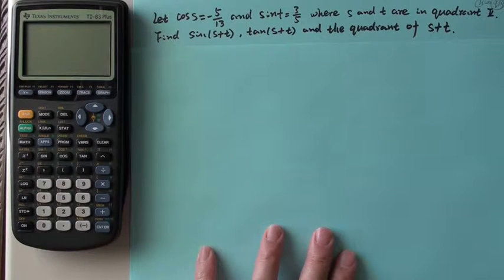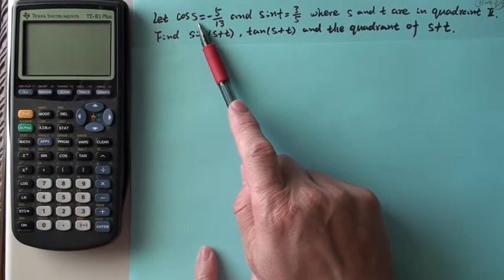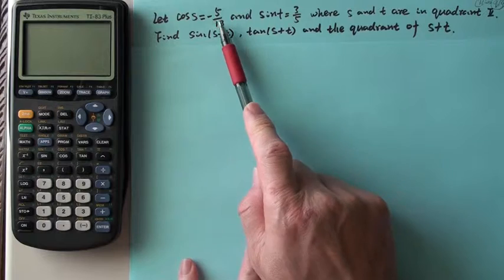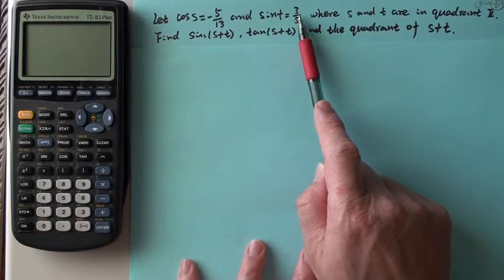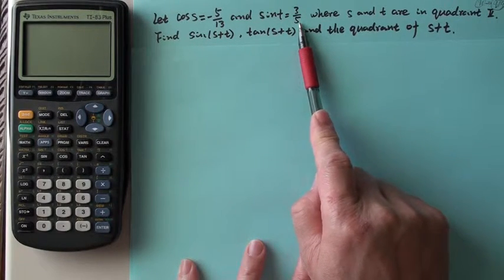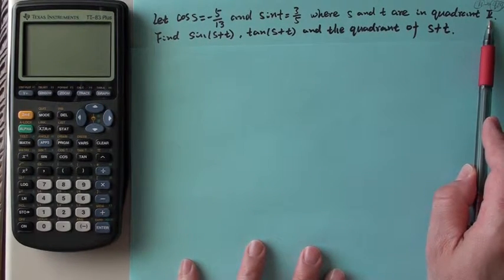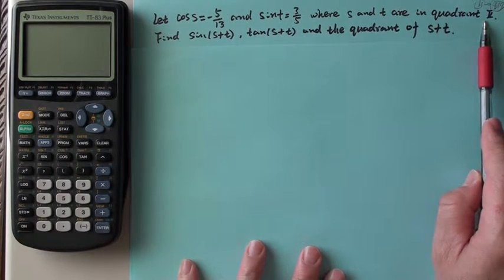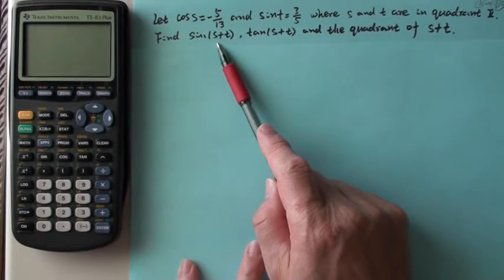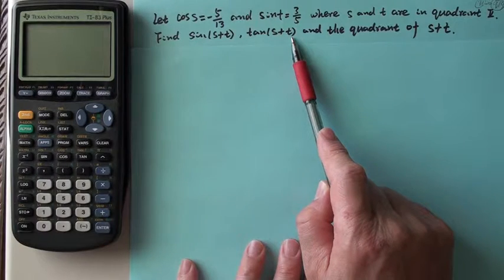In this lecture, we will look at this example. Let cosine s equals negative 5/13 and sine t equals 3/5, where s and t are in quadrant 2. Those two angles, s and t, are in quadrant 2. So what we need is to find sine of s plus t and tangent of s plus t.